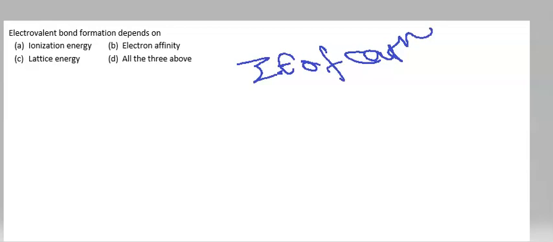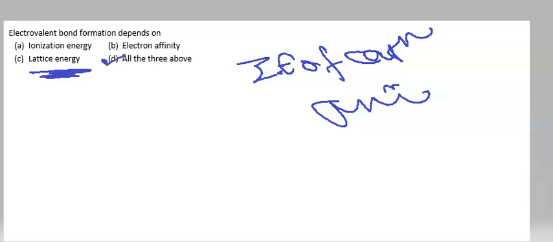So the next question is: electrovalent bond formation depends on, right? So when an electrovalent bond forms, the ionization energy of the cation is important, and the electron affinity of the anion is important, and simultaneously lattice energy is also important. So we can say all the three above. So option D is right for this question.